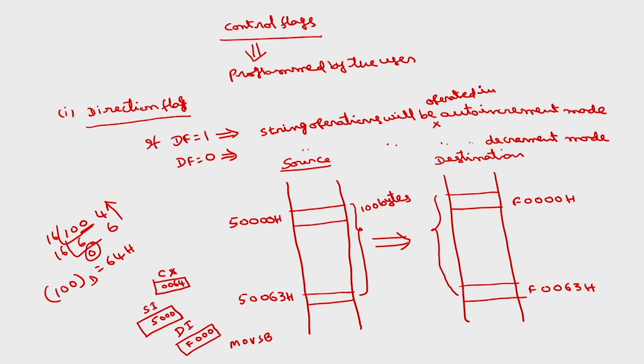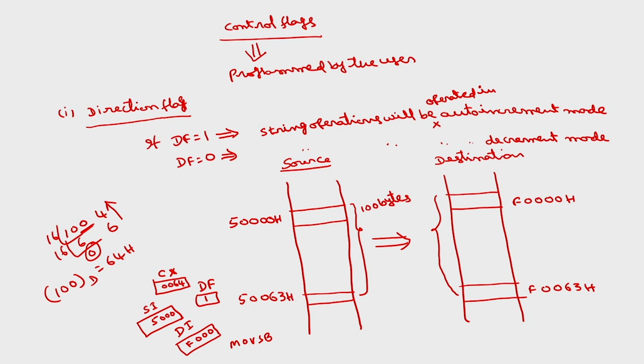But in which direction? This is the starting address I have given, and the total number of bytes is 64, which is 100 bytes. But after transferring the first, whether the transfer has to go from bottom to top or top to bottom will be decided by the direction flag. If I set the direction flag to 1, then the addresses, SI and DI, will be automatically incremented, so the transfer will be from top to bottom. If the direction flag is set to 0, the transfer will be from bottom to top.